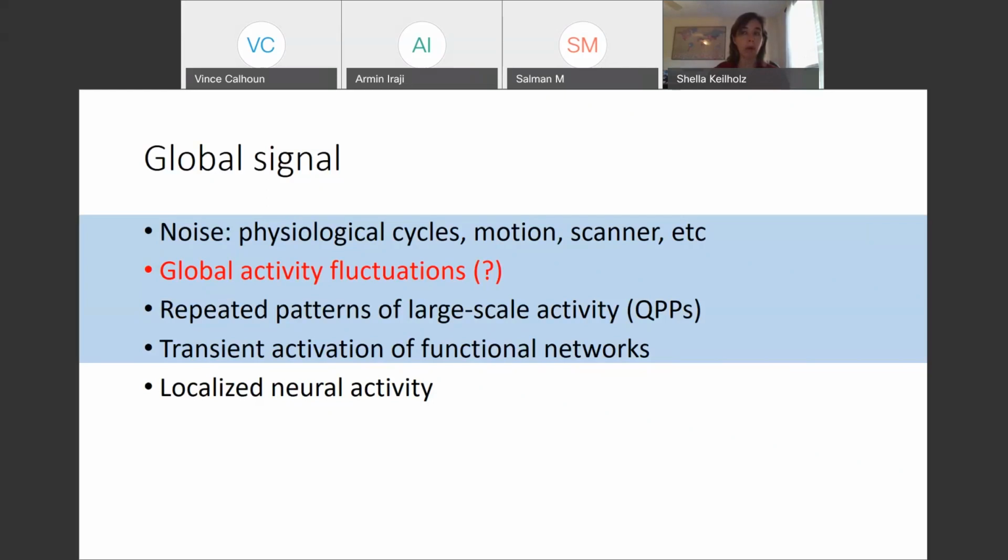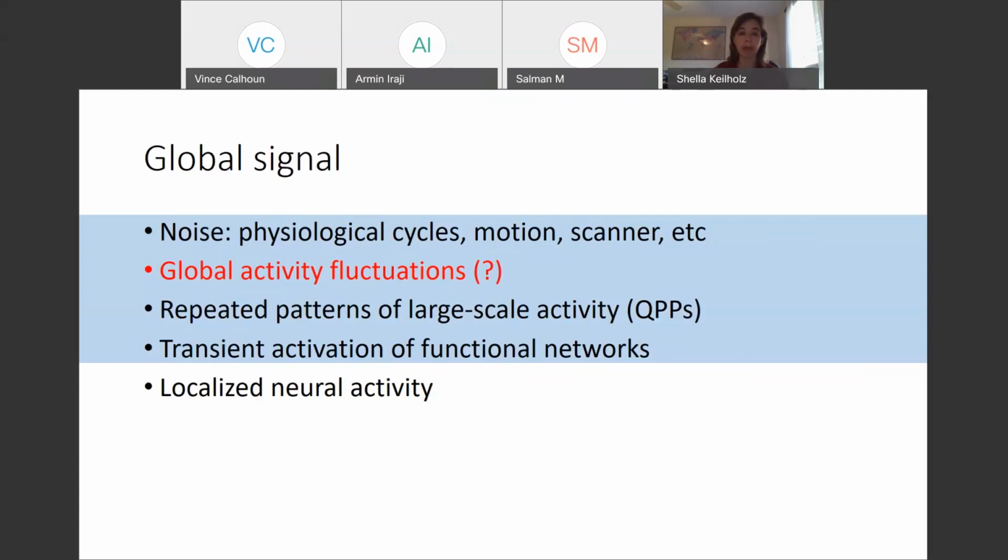So the activity in the whole cortex goes up and down, maybe subcortical areas. I'm willing to be a little agnostic about those right now because they haven't been as well studied. But at least cortex, everything goes up and down at once. So I don't mean something where we see a selective change in one network compared to the other, because I'm going to call that more of these activation of functional networks, or QPPs. So I think that both of these types of changes, these QPPs and the transient activation of functional networks, should contribute to the global signal.